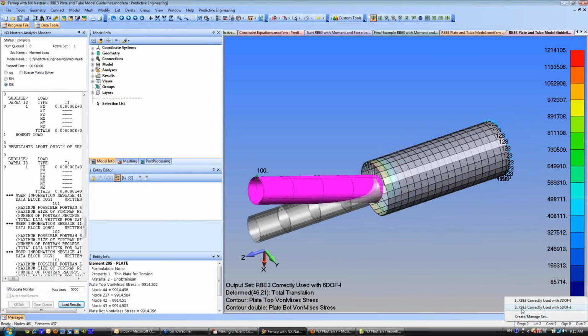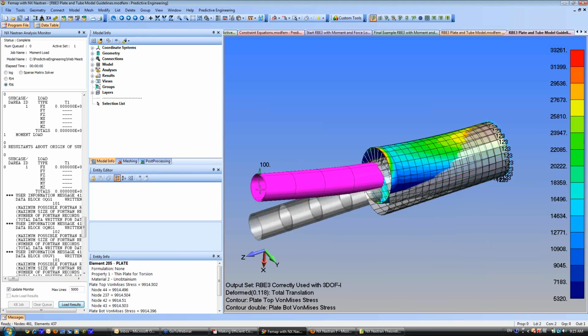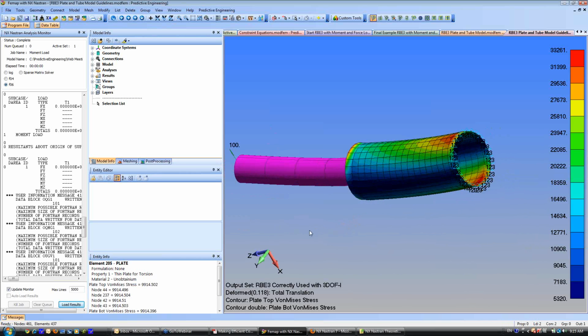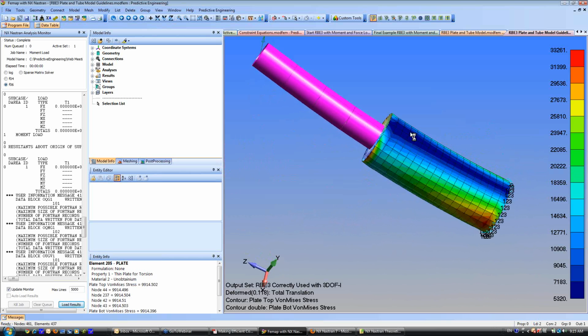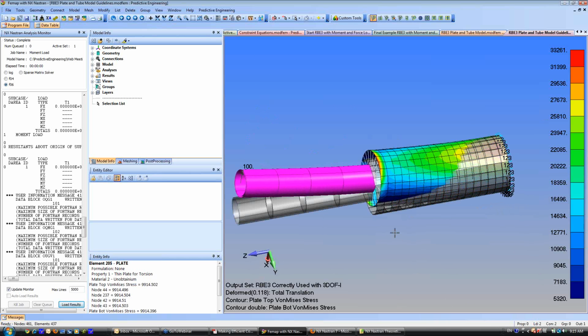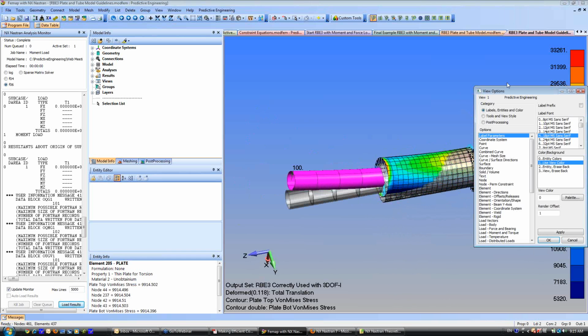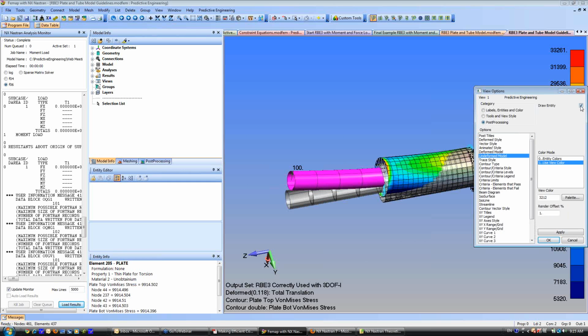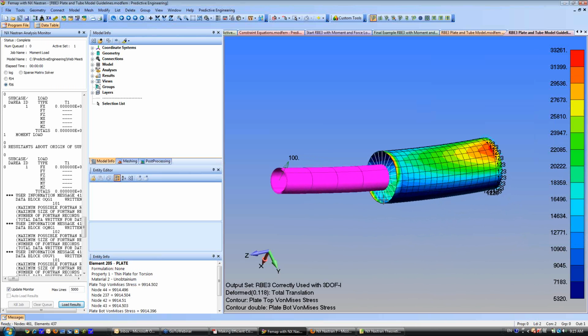So here's an example. This shows it nicely set up. I'm pushing up here at the end. I'm constraining here. And you get a very nice load transfer into the structure. And I have the undeformed shape turned on, so I can turn that off. Post processing, undeformed model. Like that. That works great.